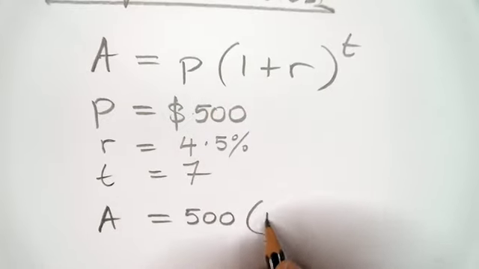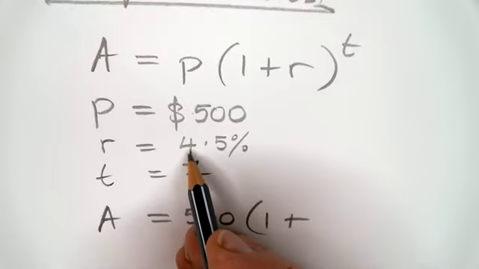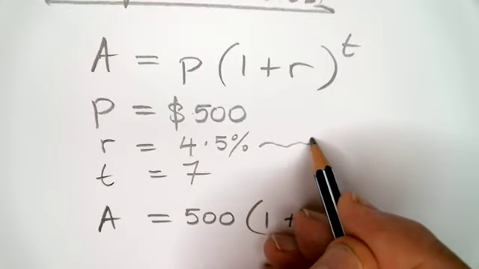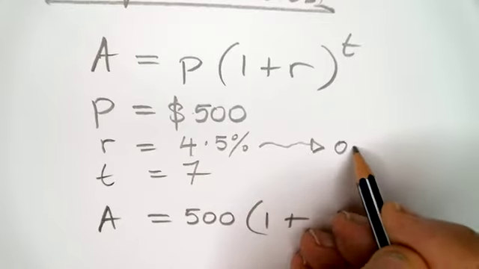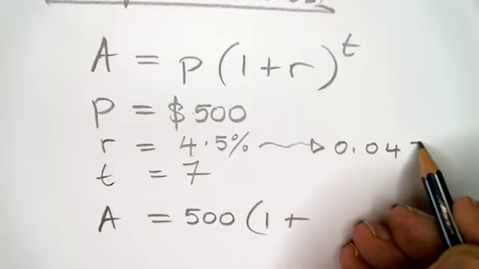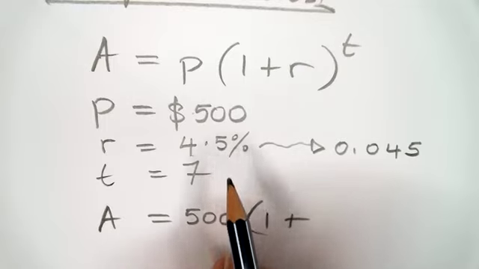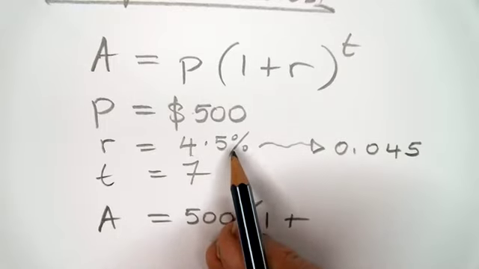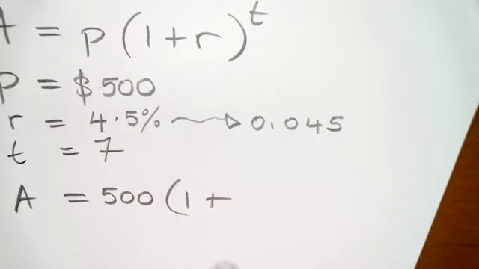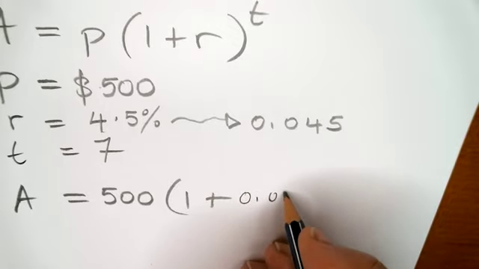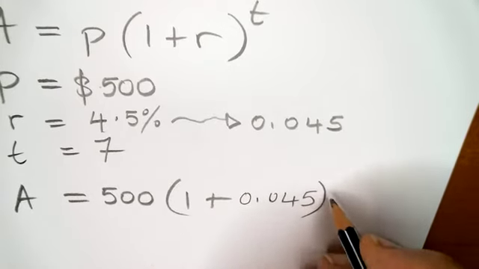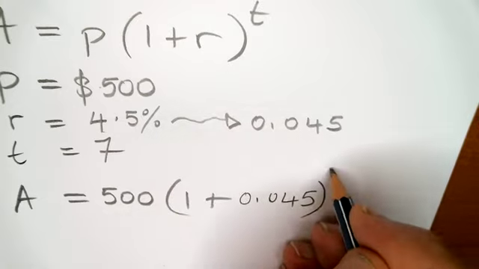So this will be 1 plus the interest rate, and this must be changed, of course, to a decimal. So this becomes 0.045. In other words, we divide the percentage, the interest rate, by 100. We turn, in other words, the interest rate into a decimal. So here it is, it's going to be 0.045. And we put that to the power of 7.